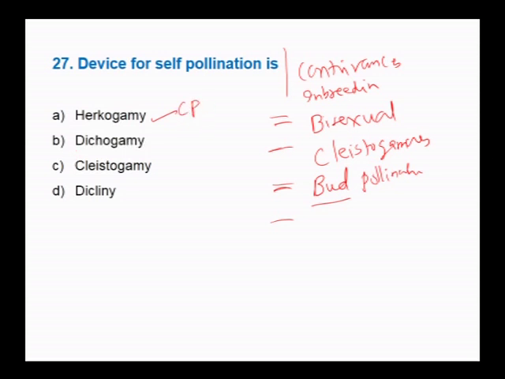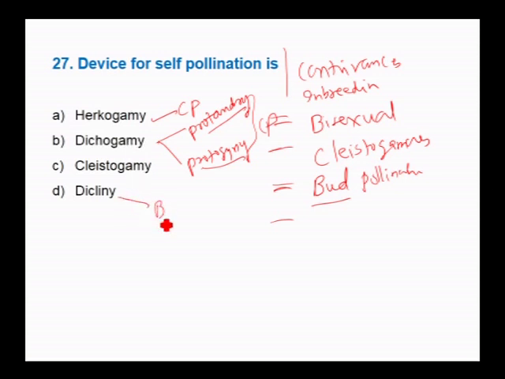Dichogamy is a condition where there is a difference in their maturity. When the androecium matures first, it is called protandry. This can be seen in cotton and sunflower. Whereas protogyny can be seen in Mirabilis jalapa. So here the androecium matures but the gynoecium is not ready. Here the gynoecium matures but the androecium is not ready. Therefore, they have to go for cross pollination.